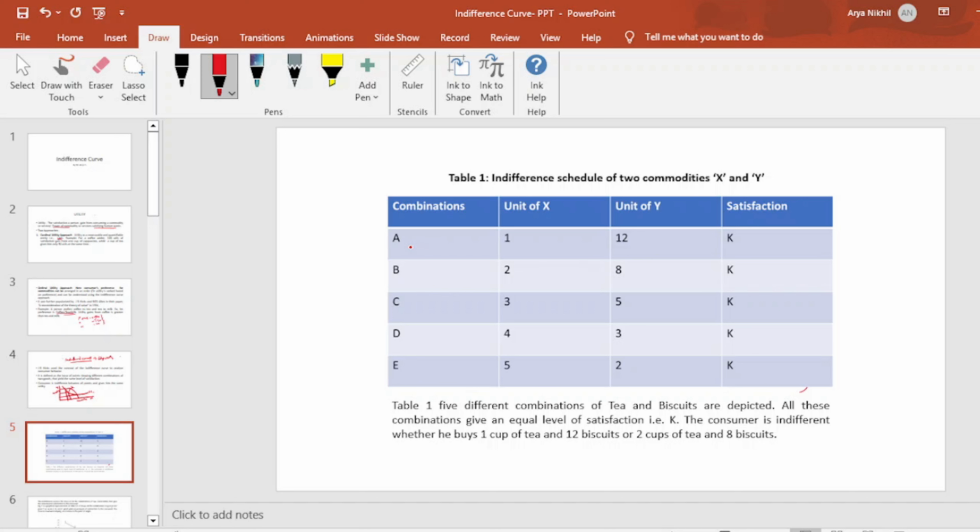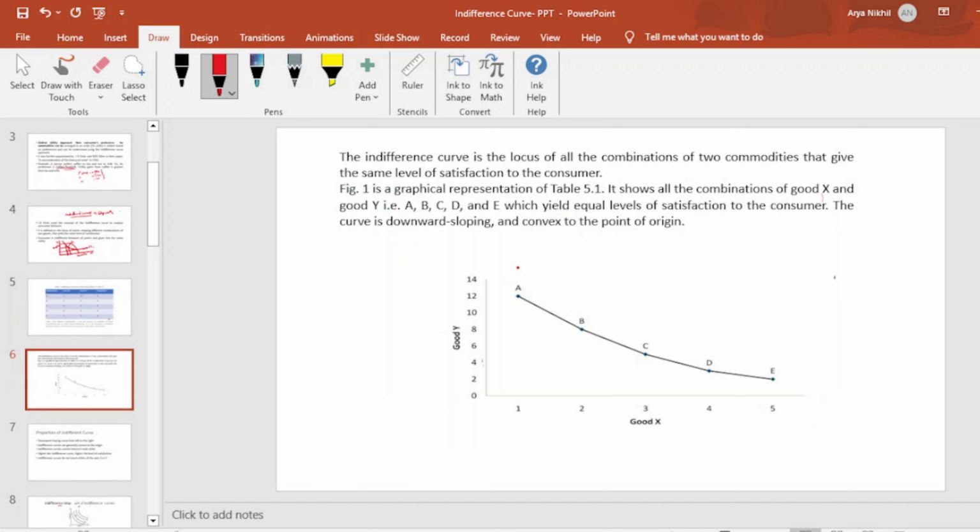But all these combinations, whichever it is, A, B, C, D or E, give the same level of satisfaction to the consumer. The consumer is indifferent between all these combinations, whether he buys 1 unit of X and 12 units of Y, 2 units of X and 8 units of Y, 3 units of X and 5 units of Y, 4 units of X and 3 units of Y, or 5 units of X and 2 units of Y. All these points give him the same level of satisfaction.